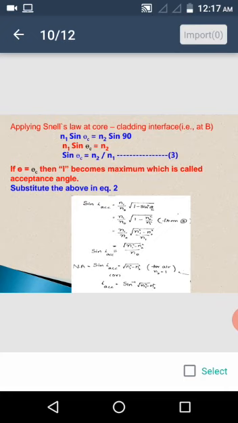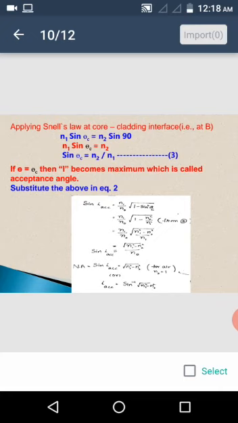Substituting this in equation 2, we get sin i acceptance, where i maximum is also taken as i acceptance, which is called the acceptance angle. Sin i acceptance is equal to n1 by n0 times the square root of 1 minus sin square theta C. Now substitute the sin square theta C value, and after simplification we get sin i acceptance is equal to the square root of n1 square minus n2 square, divided by n0. Here n0 is the refractive index of the launching medium.